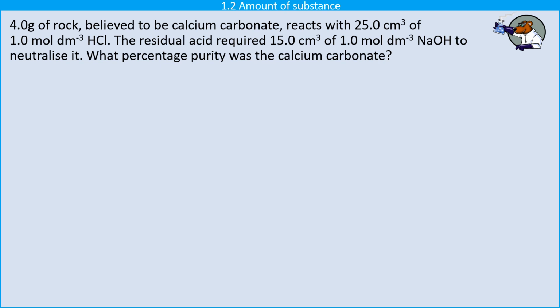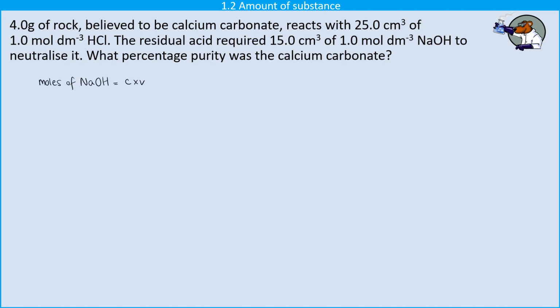So what we do is we react that rock or that solid with some acid, and we know that we've added an excess of acid. We've definitely added too much. And then we use the washings from that to do another titration with an alkali, and we see how much of the initial acid that we had we've got left over? And the difference must be whatever reacted with this solid. So the first thing we're going to do is to look at how much sodium hydroxide it took to neutralise the leftover acid.